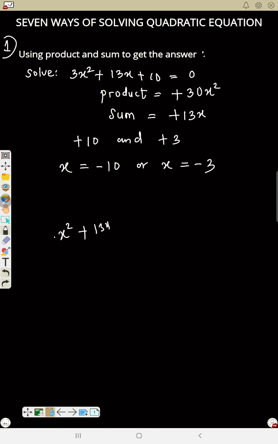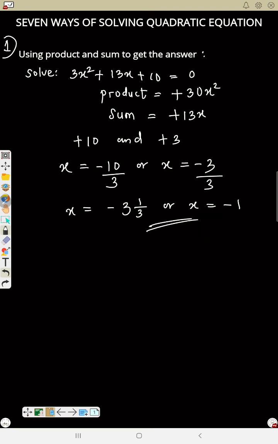But in this question the number there is 3, so that means you are dividing the two results by 3. So you divide by any number you have here. So x is equals to minus 3 whole number 1 over 3, or x is equals to minus 1. So that is the answer.